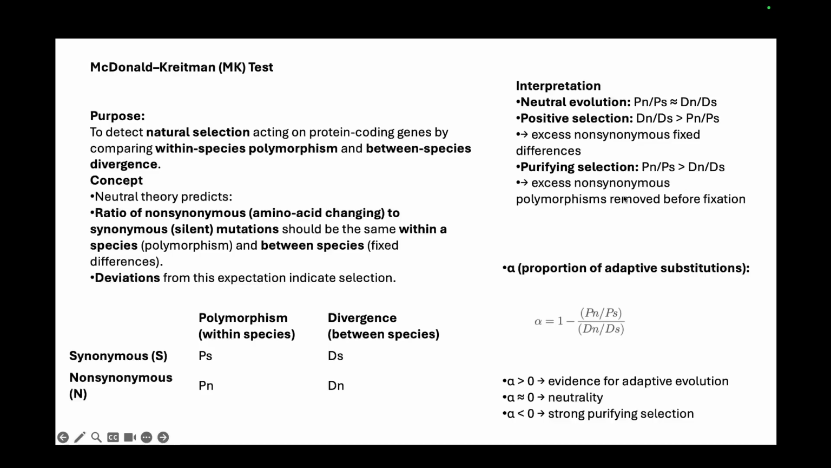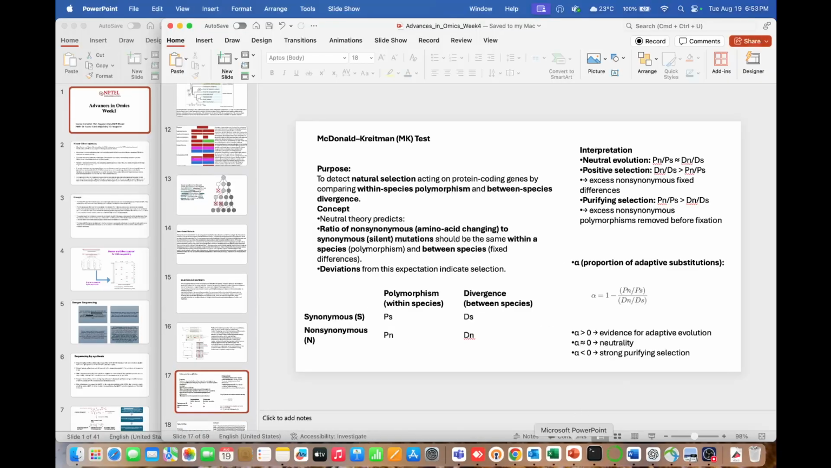Which means excess non-synonymous polymorphisms which are removed before fixation. So this is the test statistic that is used for this particular test, and it is given by 1 minus Pn by Ps by Dn by Ds. So this is the alpha. So alpha greater than 0 is evidence for adaptive evolution. Equal to 0 tells about neutrality, and if it is negative or less than 0, it tells about strong purifying selection. Right?